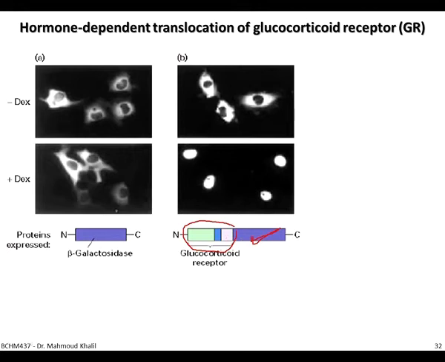Again, if we treat cells with the steroid signal represented by DEX, you can see that the nuclear receptor, which is fused to the beta-galactosidase, will localize inside the nucleus. How did we know that it is localized inside the nucleus? Because it is fused to the beta-galactosidase, which emits fluorescence, so it will be shown to be inside the nucleus. In cases where there is no steroid signal or no steroid hormone, you can see that the glucocorticoid receptor exists in the cytoplasm.